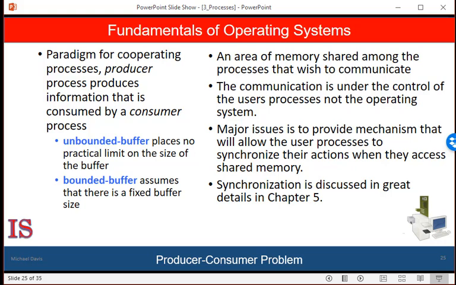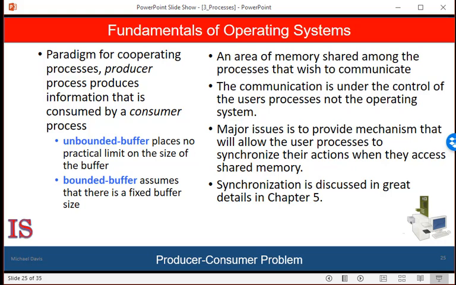The form of the data and the location are determined by these processes and are not under the operating system's control. The processes are also responsible for ensuring that they're not writing in the same location simultaneously, which is slightly different than our egg scenario, unless we have individual partitions in the bin for each egg.